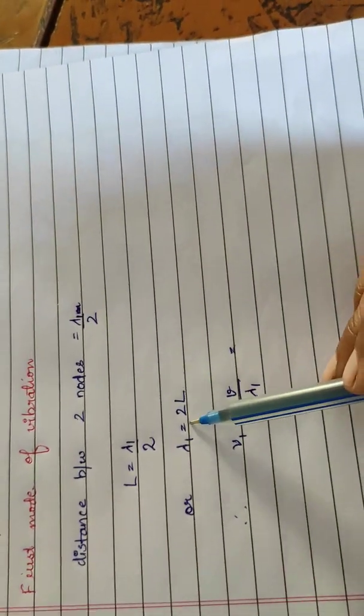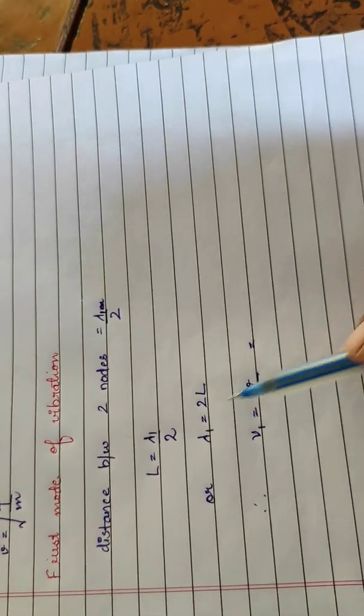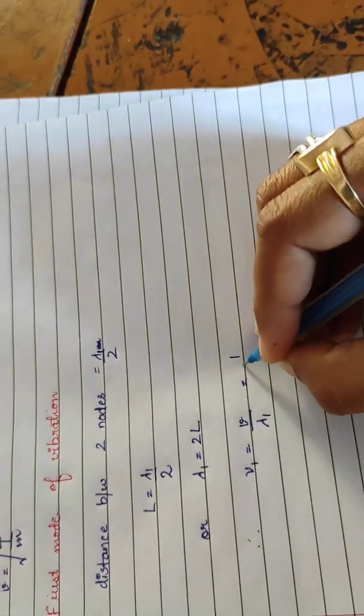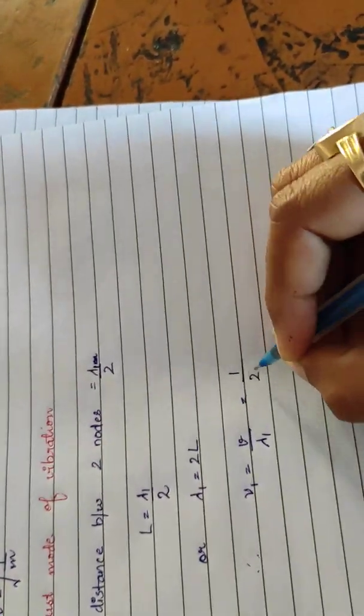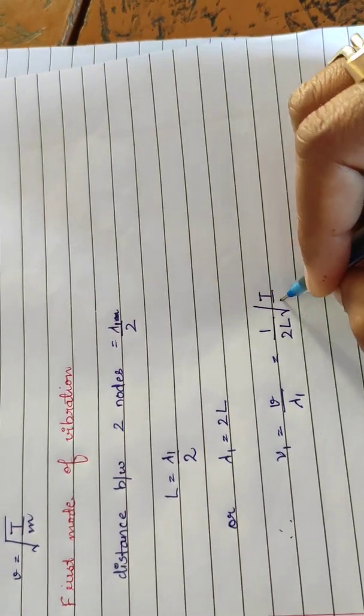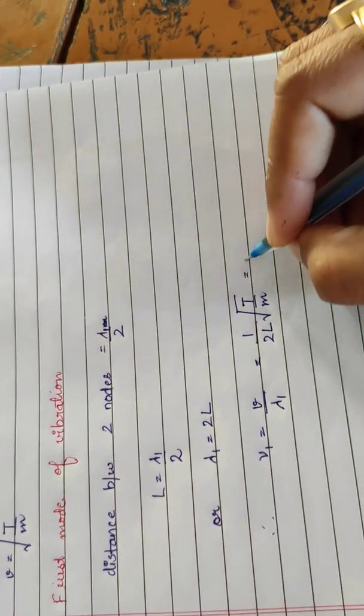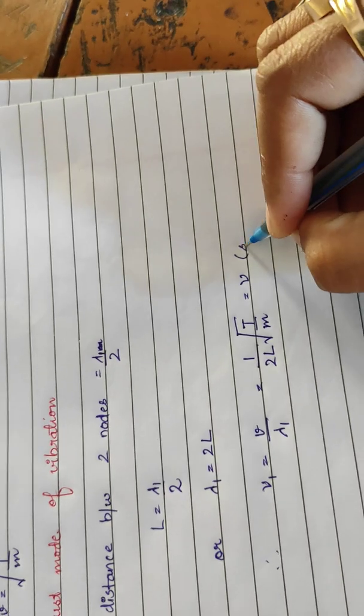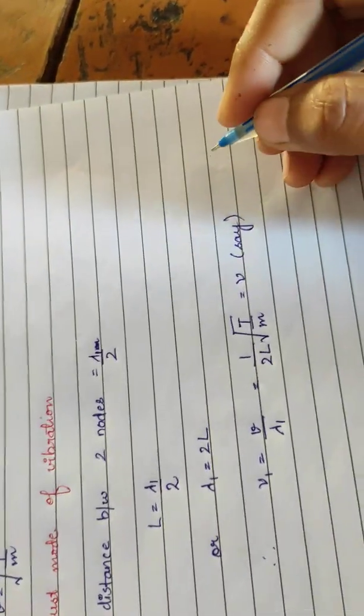And we have got the value for lambda 1. We'll put the values here. We'll get 1 by, what is lambda 1? 2L. And what is v? Under root T by m. And this is equal to nu 1.